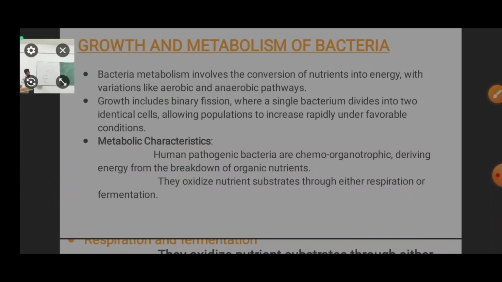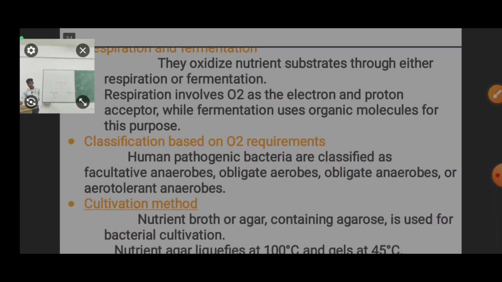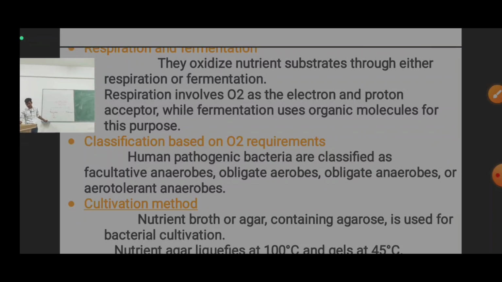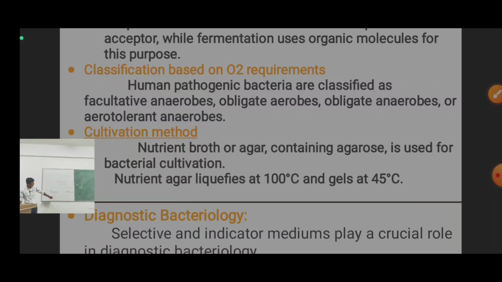Now see the slide. Respiration and fermentation: they oxidize nutrient substrate through either respiration or fermentation. Respiration involves oxygen as the electron and proton acceptor, while fermentation uses organic molecules for this purpose. Classification based on the oxygen requirement, I already told. Some bacteria need oxygen, they are called aerobic bacteria. Some need it without oxygen, they are called anaerobic bacteria.